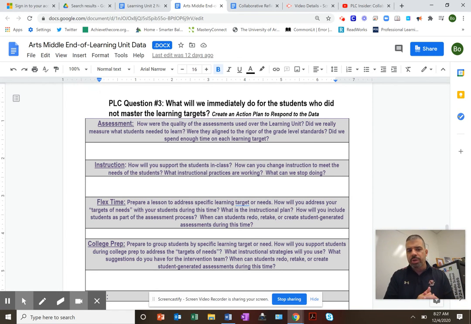And then flex time. With your partner, you're going to create flex time and prepare a lesson for the next day to address specific learning targets or needs. How will you address your targets and needs with the students during this time? What is the plan? How can students redo and retake? How are you having conversations with kids about the unit and the common formative assessment?